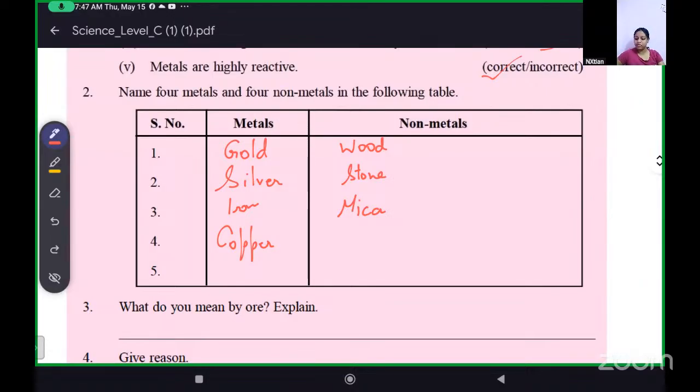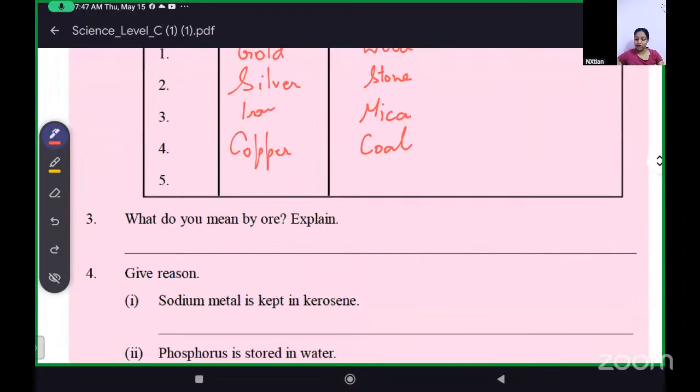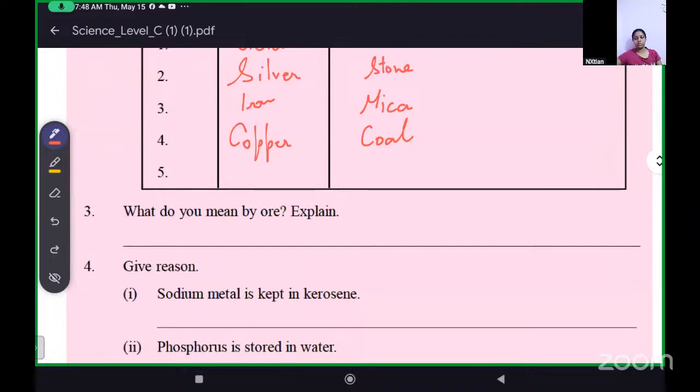Then we have ore. Now, what do you mean by ore? Can anyone of you tell me? I think an ore is the place where you find the metal. Ore is a place from where we obtain the metal. Yes, in the answer. It's correct. Just that you have to elaborate it a little bit and write it.